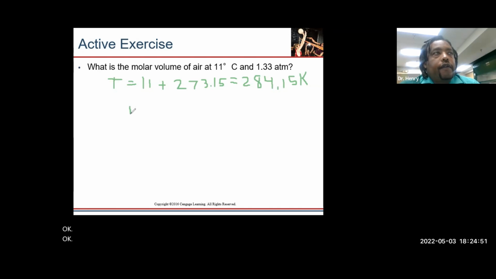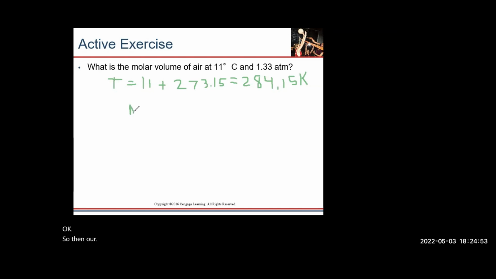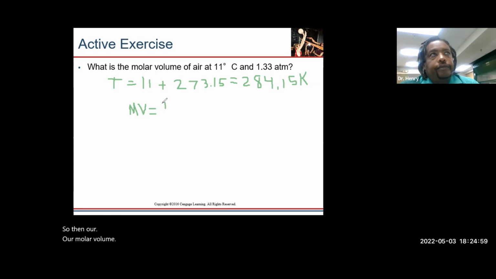So then our molar volume is going to equal RT over P. Sorry, brain is half working today.